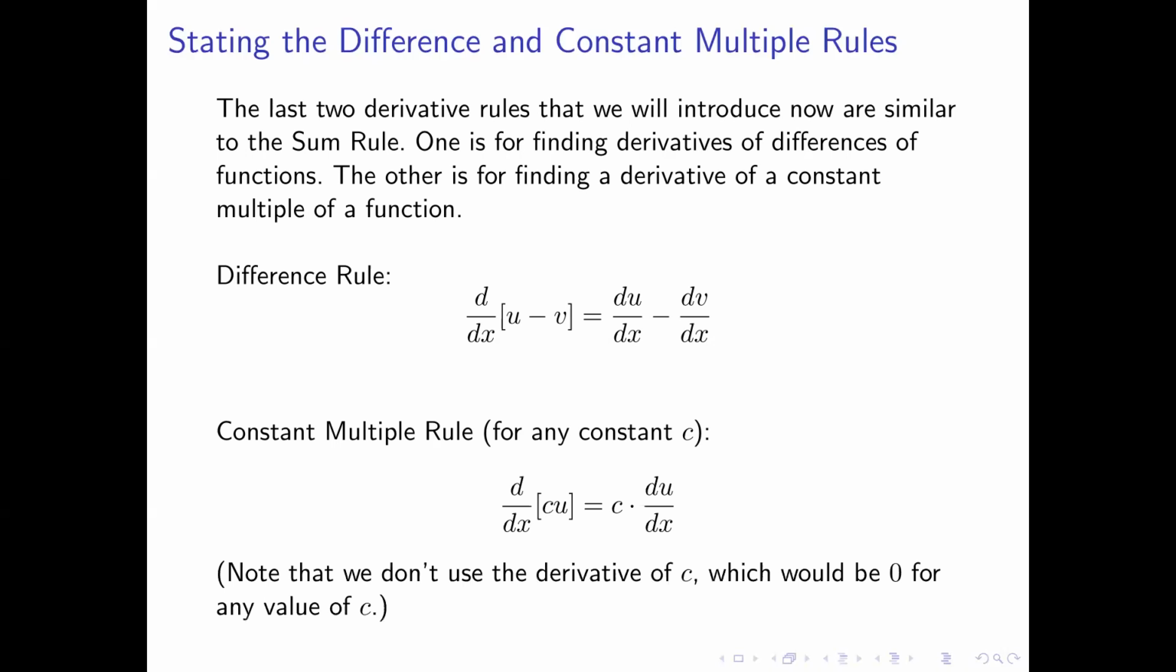Notice that we don't use the derivative of c here. The derivative of c, which is a constant, would be 0 for any value of c. And that would mean that every function has a derivative of 0. So if you prove the constant multiple rule, you see that you don't end up using the derivative of c in it. You only use the derivative of the function u.